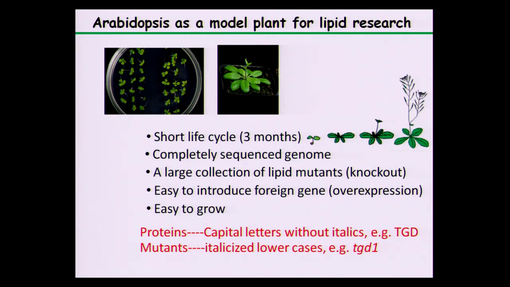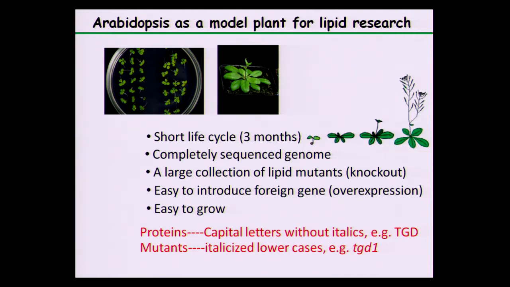I would like to point out that most of our studies use a plant we call Arabidopsis. This is a model system for plant research, including lipids research. The reason we use Arabidopsis is because this plant has a short life cycle, 3 months from seed germination to seed harvest. It has a completely sequenced genome and a large collection of mutants, including lipid mutants. For almost every gene that is involved in lipid metabolism, we can find a mutant carrying a mutation.